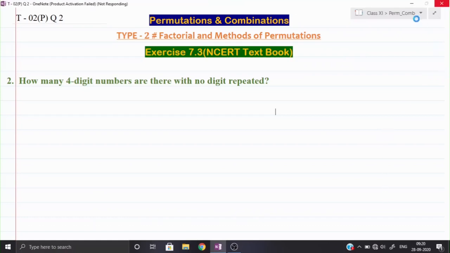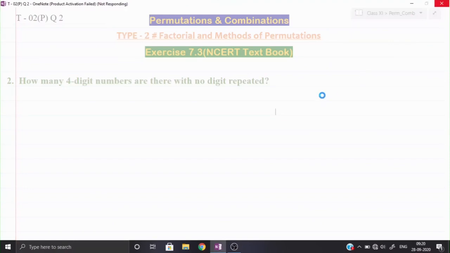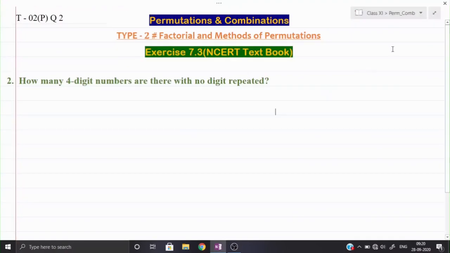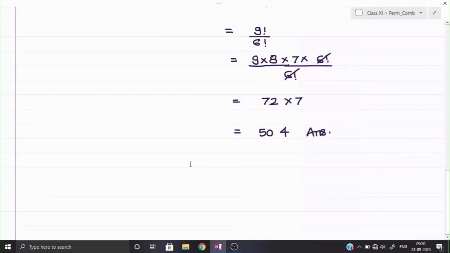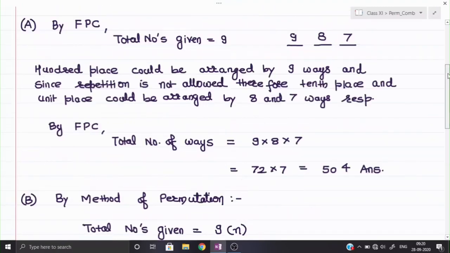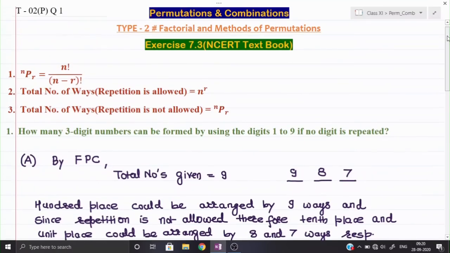I will show you the formula once. In question number 1 I think we have done it. Yes, see the formulas I have written: first, second and third points. The nPr formula is factorial n upon factorial n minus r. The second formula is the total number of ways when repetition is allowed, so n to the power of r.